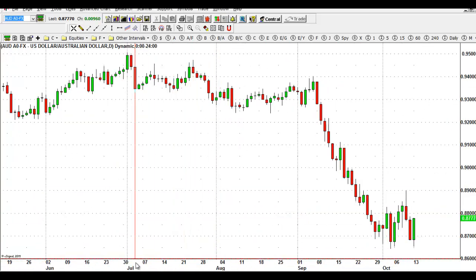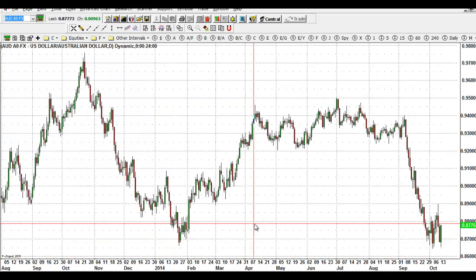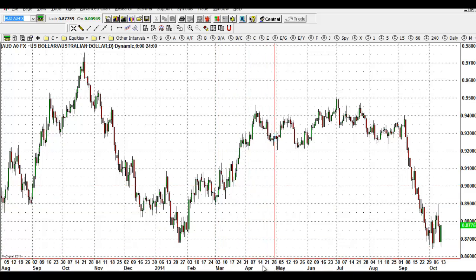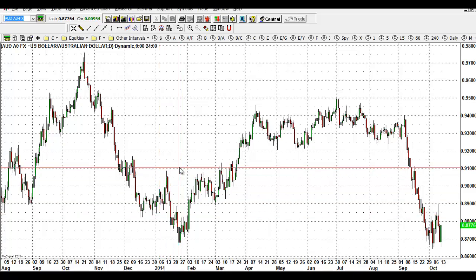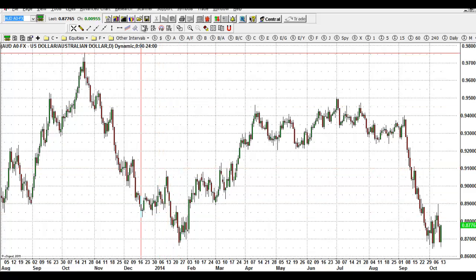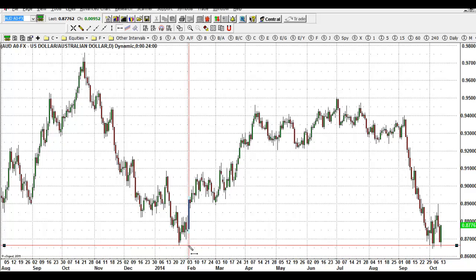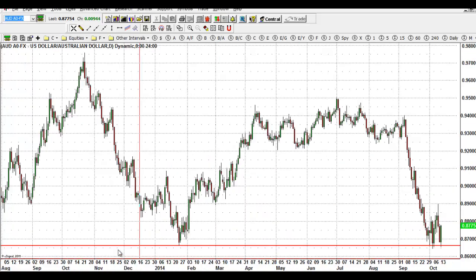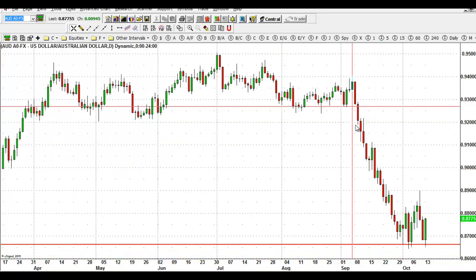Okay, what we're taking a look at is the Australian dollar versus the US dollar. And we can see that the market is testing support near the 87 level. Now let me draw a line here to represent the area of support. And this market is currently testing this support area, and the support is holding so far.